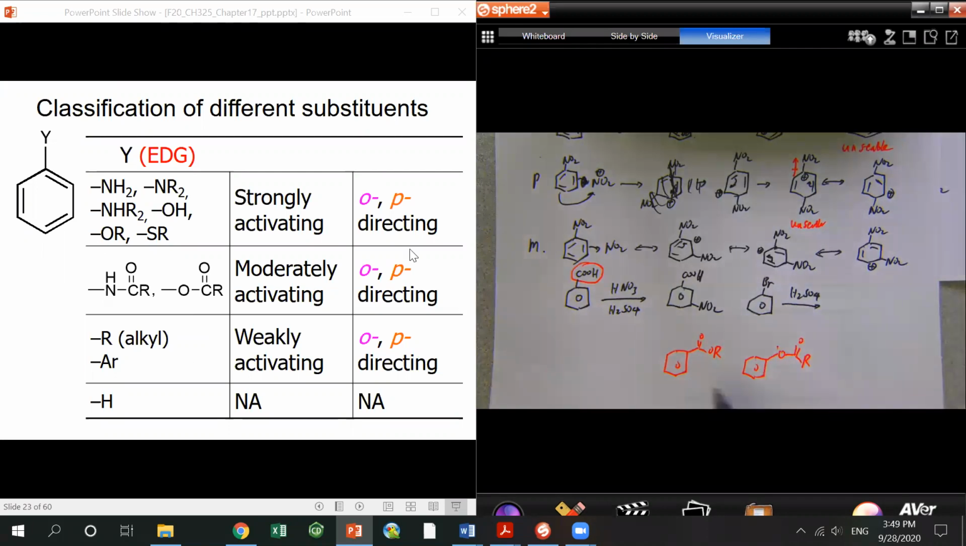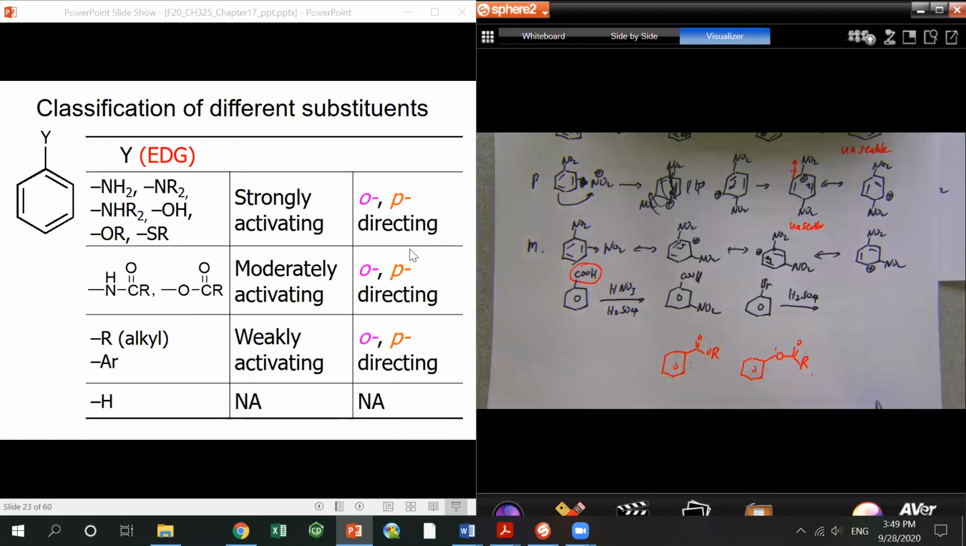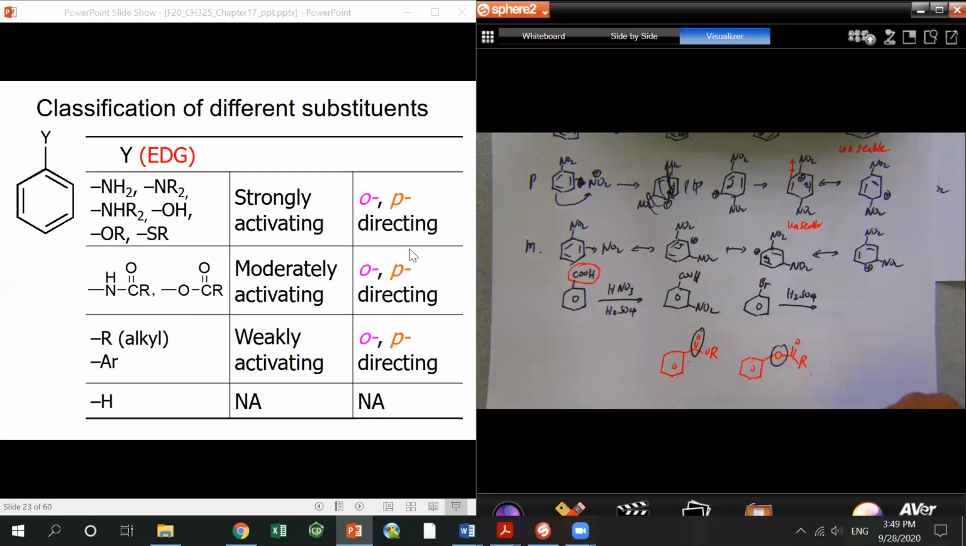In the example shown here, both are esters and both have a carbonyl group, but you need to look at what's directly attached to the ring. This one has a carbonyl, this one has an oxygen. So that's why this one is an electron withdrawing group, and this one is an electron donating group.